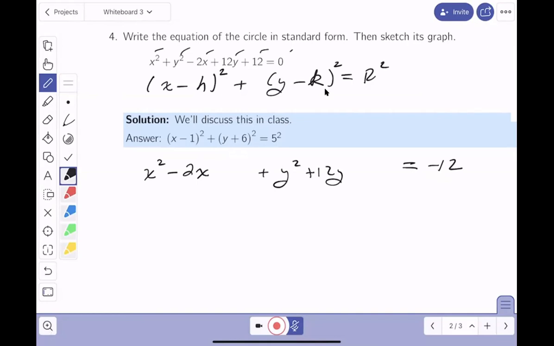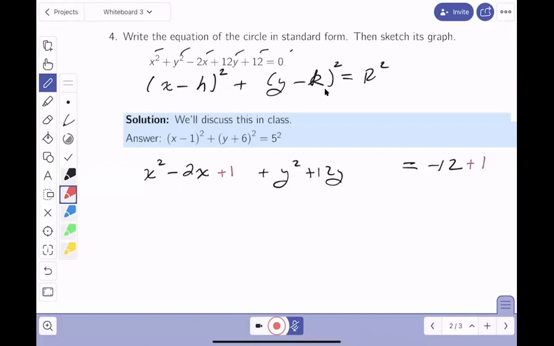All right, what am I going to do now? And this is the part where your prior experience can be helpful. The coefficient here is 1, which makes completing the square very easy. And you take half of that number, which is minus 1, and you square it, which gives you plus 1. So I'm going to add 1 to both sides.